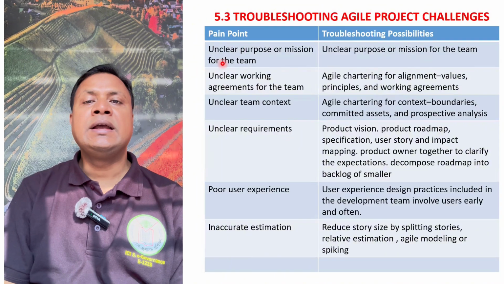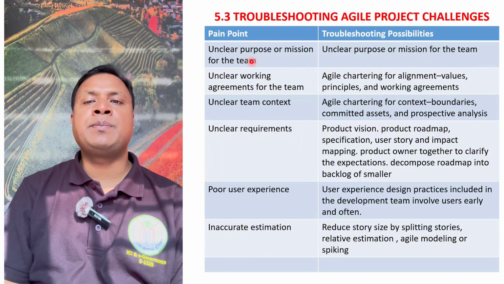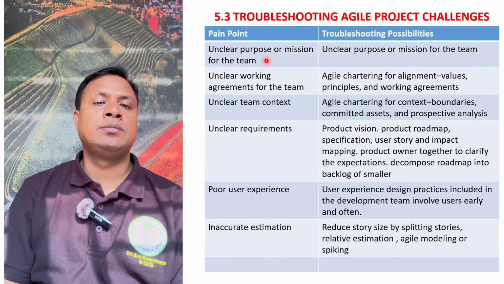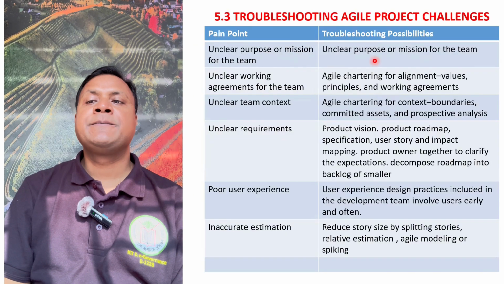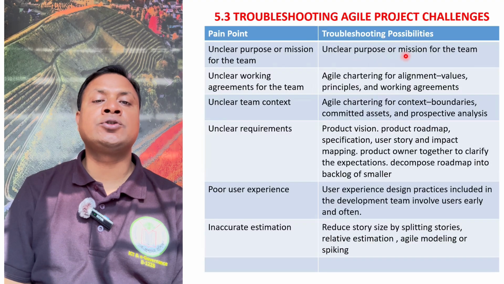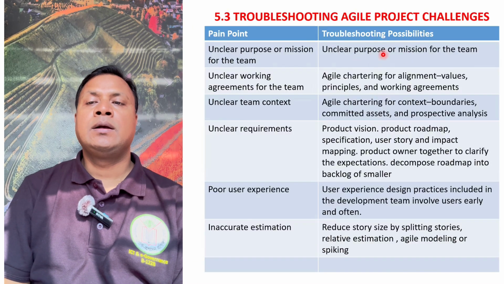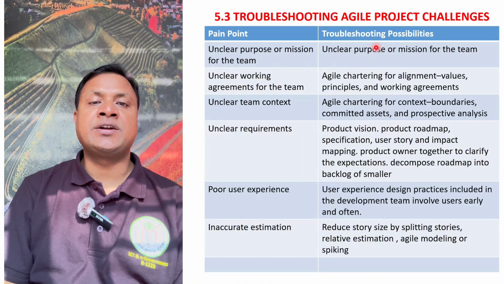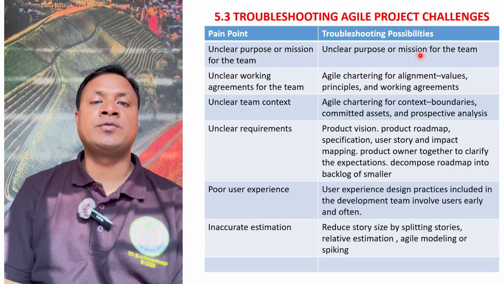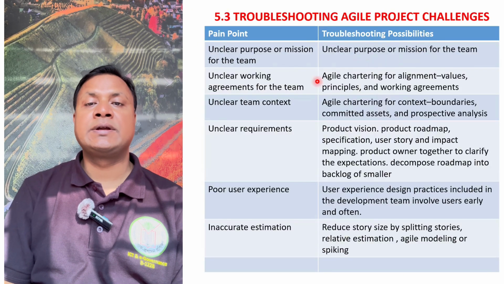Number one, you see that we have a problem of unclear purpose or mission of the team. You do not know what your purpose or mission is. In this case, you should make clear the purpose or the mission. You should read the mission and vision of the project. It's repeated, but actually you should read the charter, project charter, team charter. Then you will find the vision, mission and values of the project.